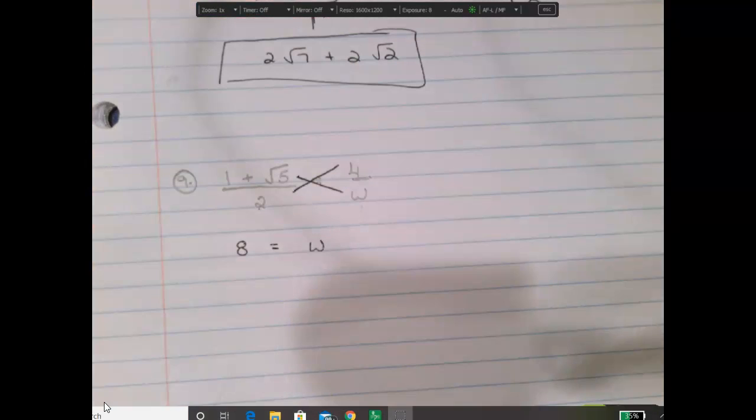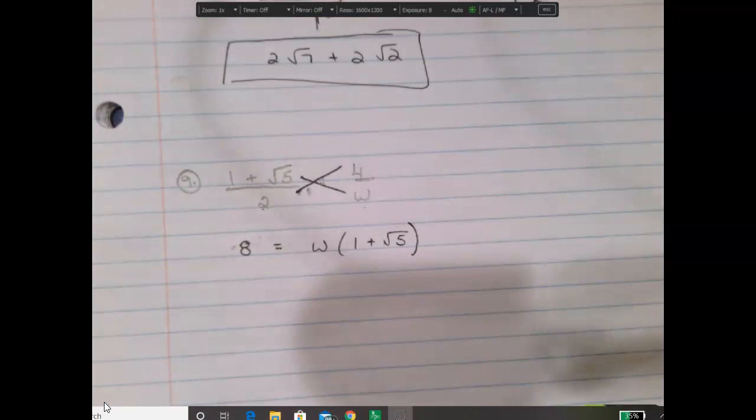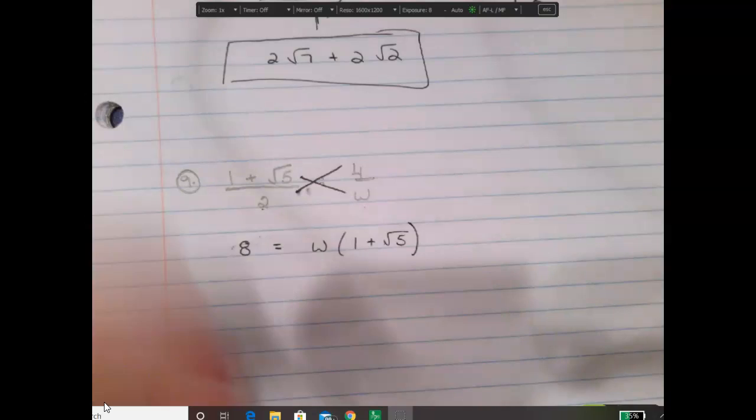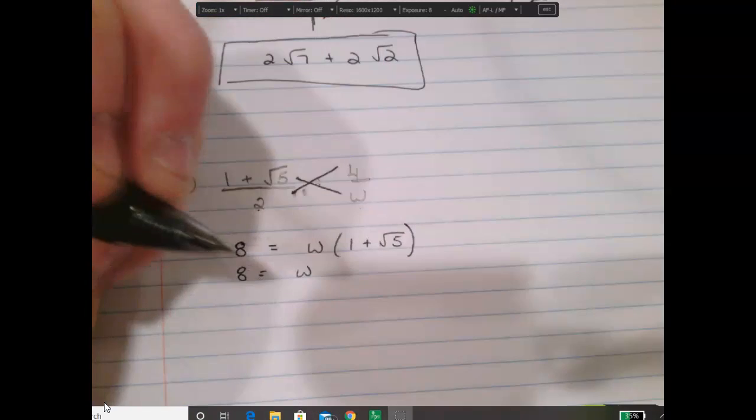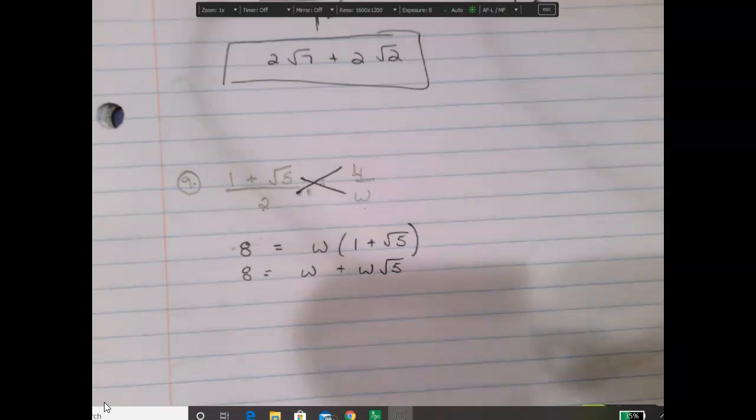What am I multiplying w by? Multiplying it by this numerator here of 1 plus radical 5. So in order to solve this, I need to then distribute. 8 is equal to w times 1 is w. W times radical 5 is equal to w radical 5.